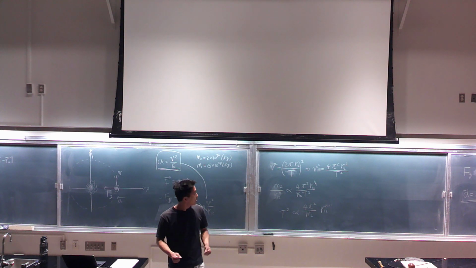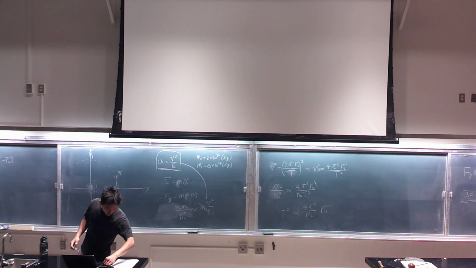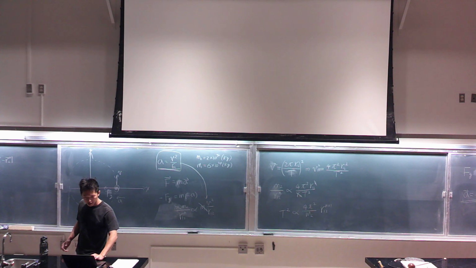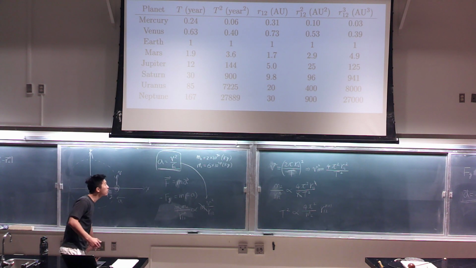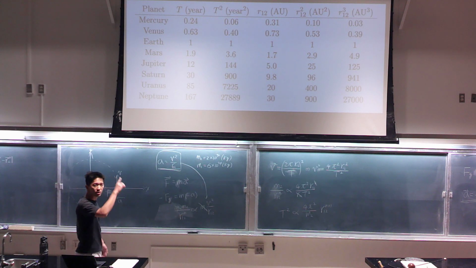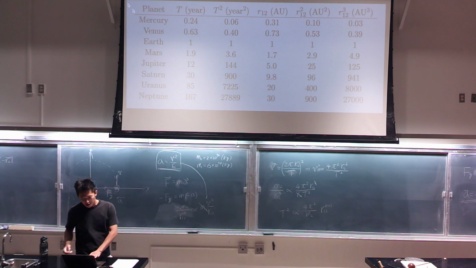Make some plots. If you go to NASA's website, you can easily find out the period of all the planets. Can you guys see this? So you can see Mercury.